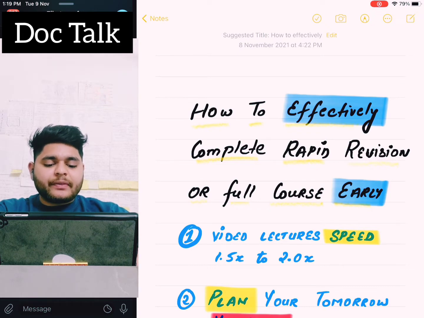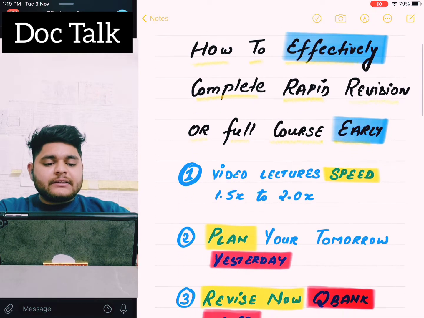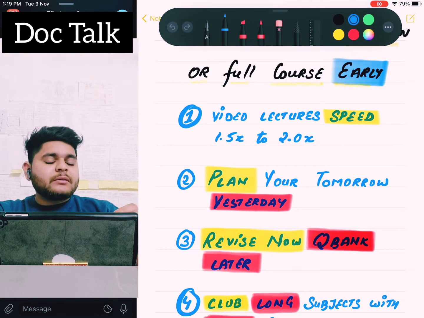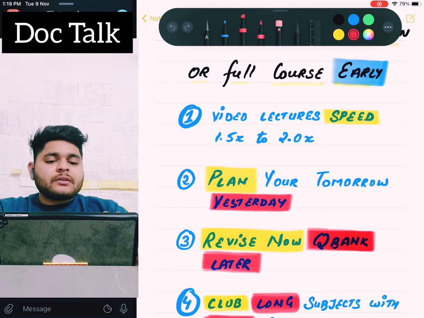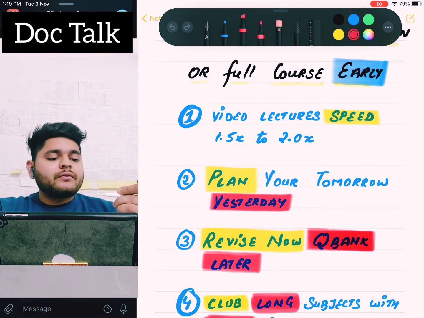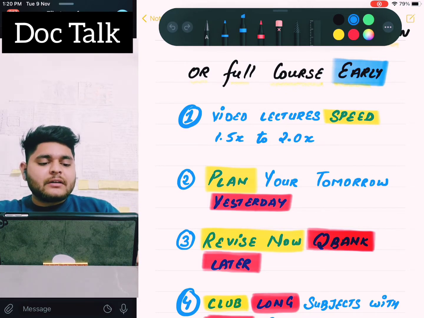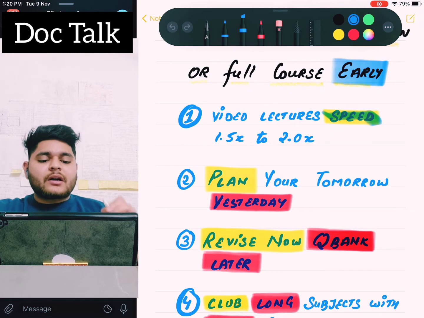Now the very first thing that everyone says you should do is video lectures. Like if you are using Marrow or Prepladder, then there will be video lectures. Otherwise, those institutes which use live classes, there won't be any video lectures to speed up. You cannot ask your teacher to speed up to 1.5x or 2x. Then you have to suffer for that. But if you are going for a full course or rapid revision, and there are video lectures, then you should speed up your video lectures. Start with 1.5x.